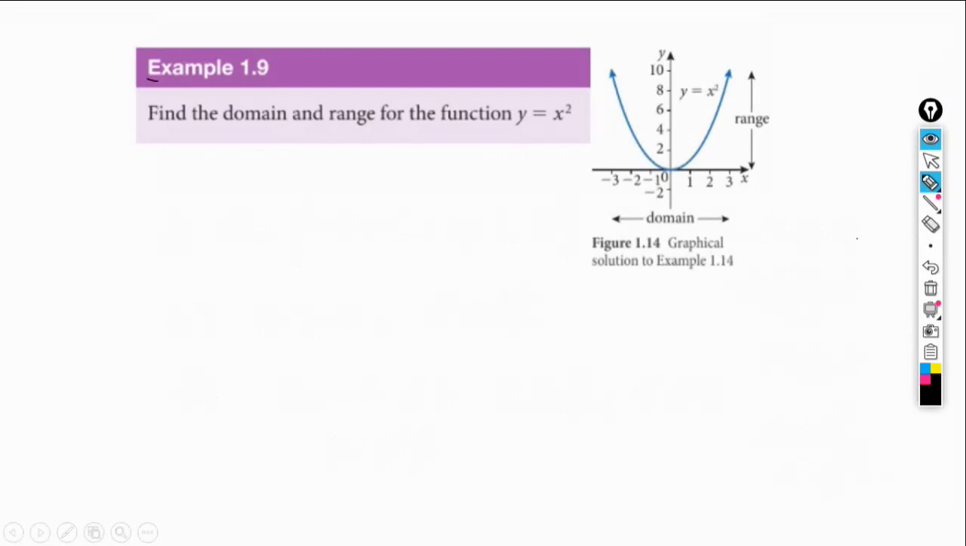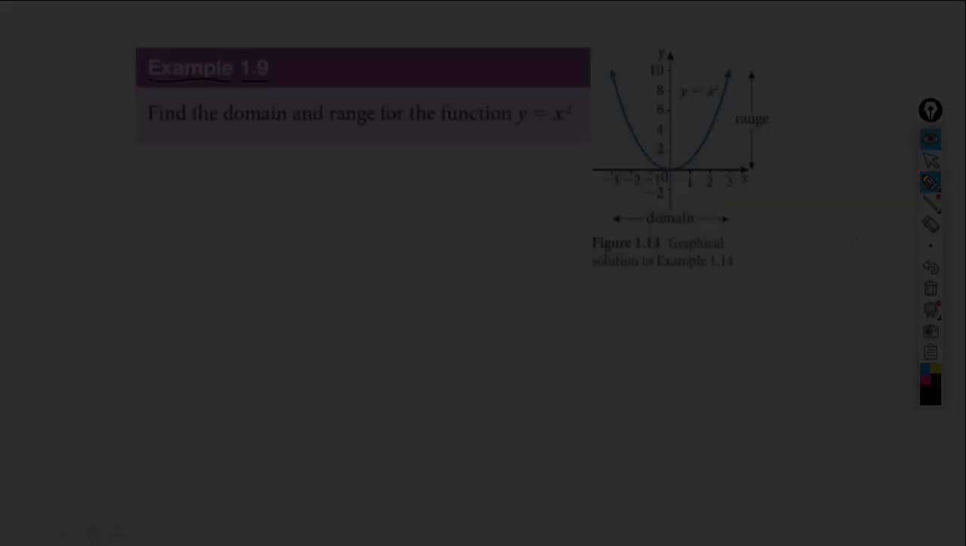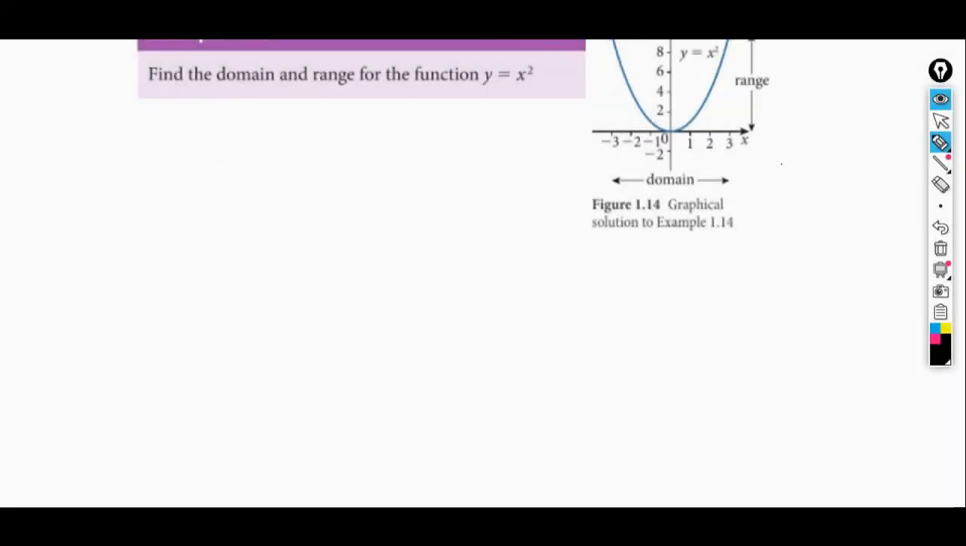So now we continue with example 1.9. It says find the domain and range for the function y equals x squared. First we're going to look at it algebraically. So what would be the domain for y equals x squared? What restrictions do we have here for x? We have none, right? There's no restriction. We can plug in anything and square it. That means that the domain is all real numbers.